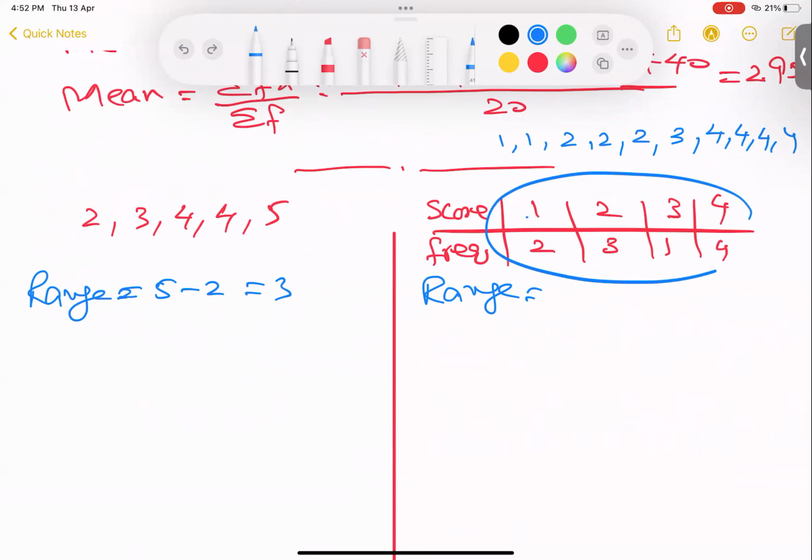This data I wrote in raw data form here, just for your knowledge. Do you understand? 1 comes 2 times, so 1, 1. 2 comes 3 times, so 2, 2, 2. And 3 comes 1 time, I wrote 3 one time, and then 4, 4 times. So I wrote 4 four times. So I think it is clear. So highest value 4 minus 1, from here this 4 and 1 subtract. Alhamdulillah Rabbil Alameen, I believe you're understanding.